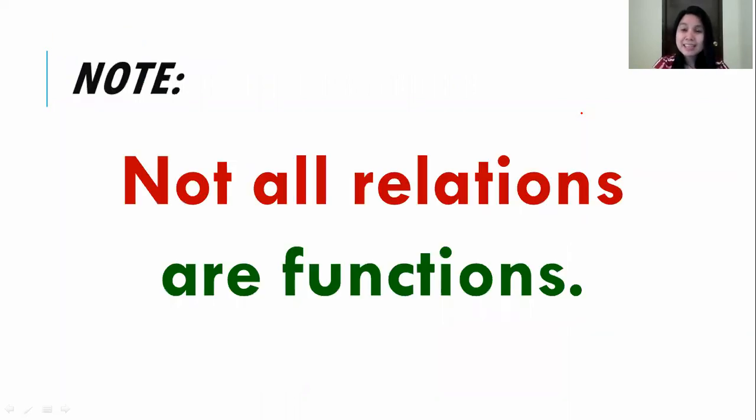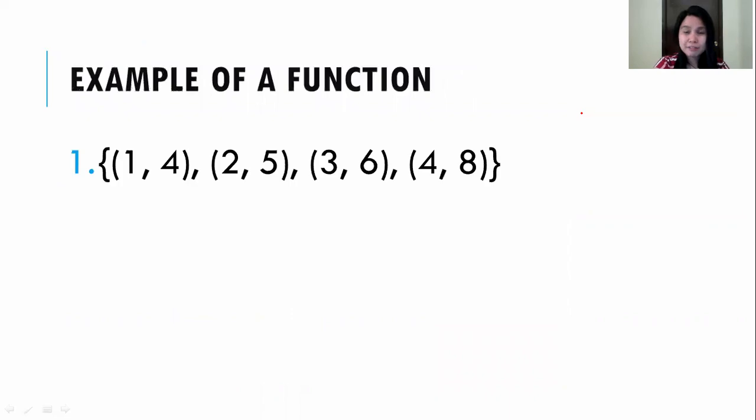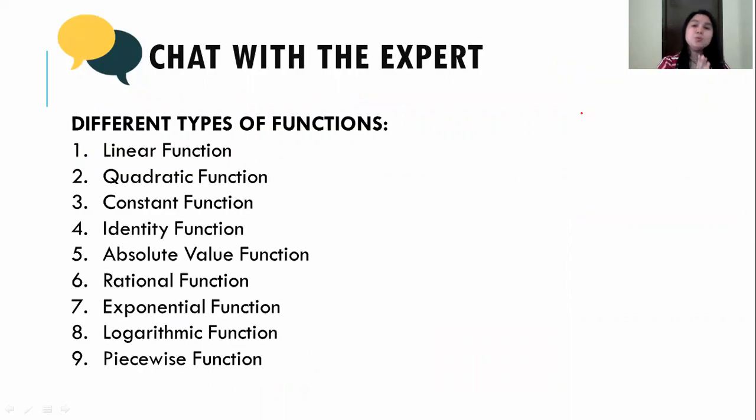Now, let's go to different types of functions. Let's go to 9 different types of functions. We have linear, quadratic, constant, identity, absolute, rational, exponential, logarithmic, and piecewise. Actually, functions 1 to 6 were already covered during your grades 8, 9, and 10. So what's new today will be on number 7, 8, and 9.